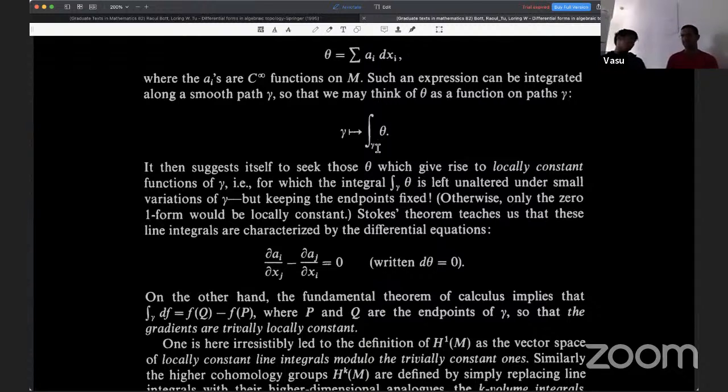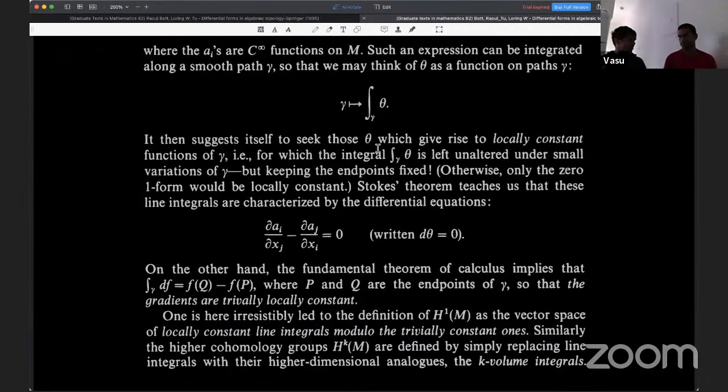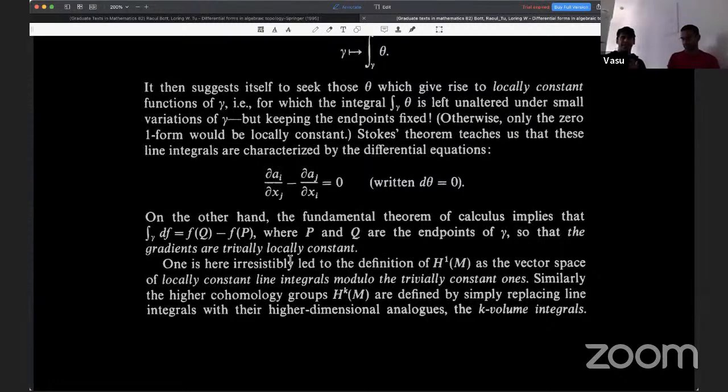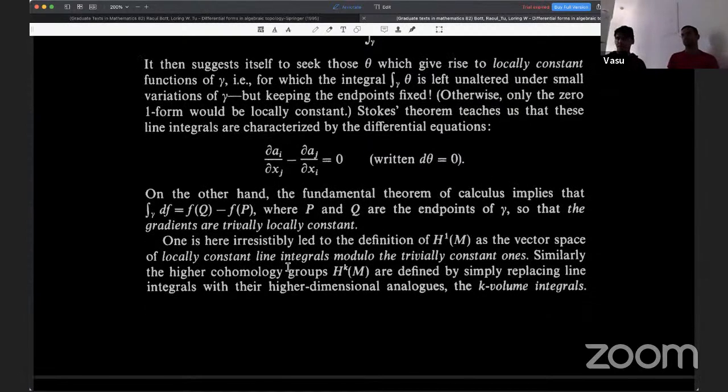Evaluation is again exactly the same thing. You integrate the K form along the K cycle, and you again ask for local constancy. And the only subtlety is you want to kill those things that are trivially locally constant, like the ones which are themselves d of somebody else. Exactly. That is literally the ones for which the fact that they're d of something is equivalent to this characterization by the fundamental theorem of calculus.